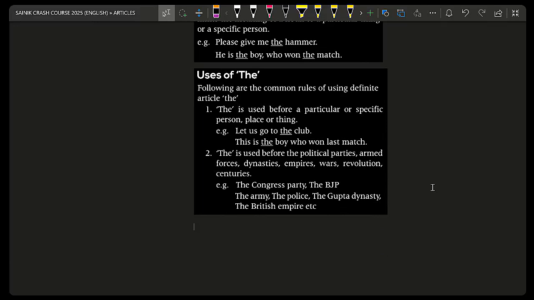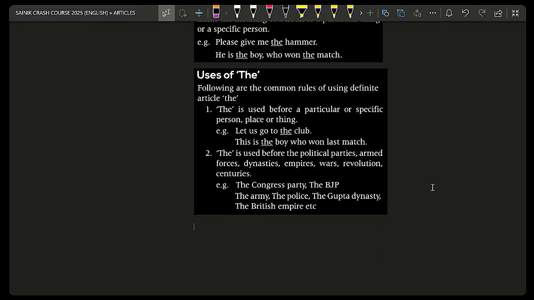So let us go to the club. So the club is a specific thing and it is under discussion. So the is used before it. This is the boy who won the last match. That means the boy is under discussion. So discussion is happening on the boy. He's a specific boy. So we are going to use the.